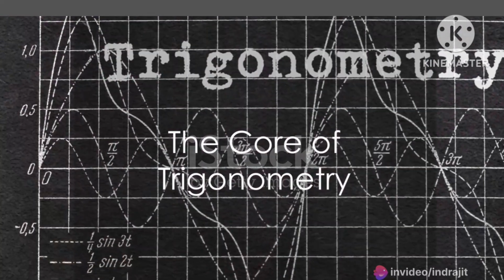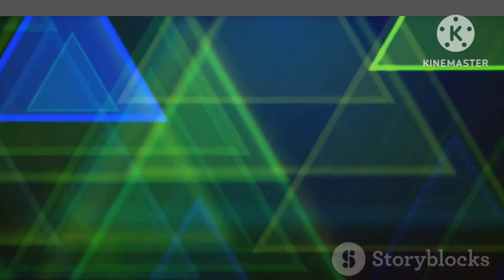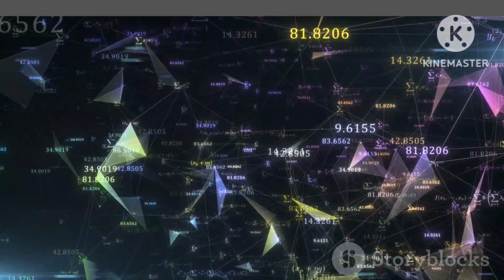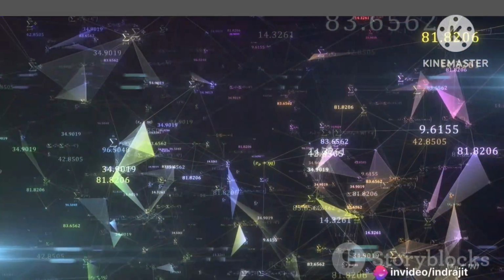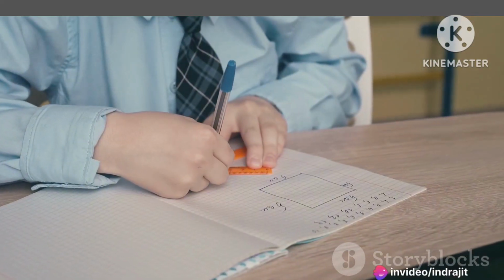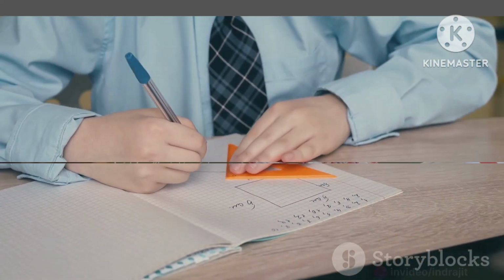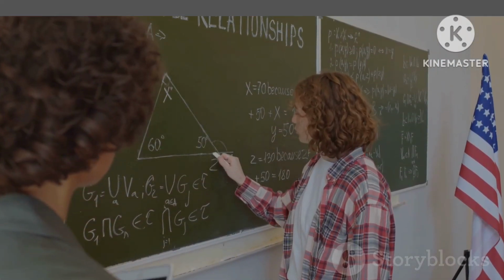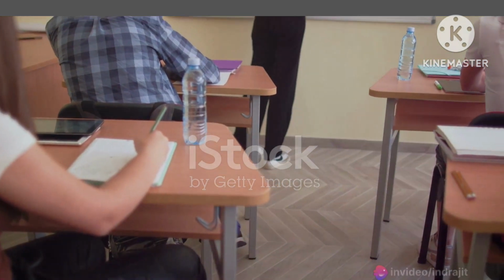Trigonometry, at its core, is a branch of mathematics that studies relationships involving lengths and angles of triangles. The word itself comes from the Greek words trigonon, which means triangle, and metron, which means measure. So, essentially, trigonometry is all about measuring triangles. But it's not just any triangles that trigonometry is interested in. Oh no, it's specifically right-angled triangles.